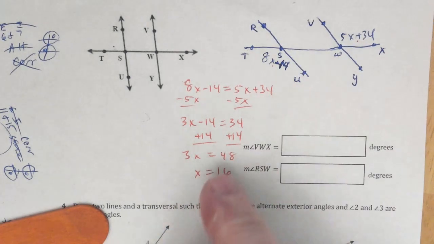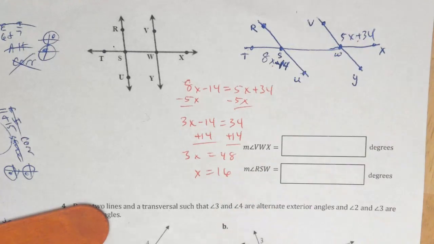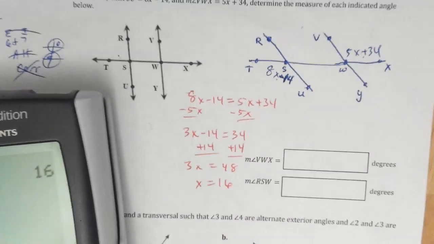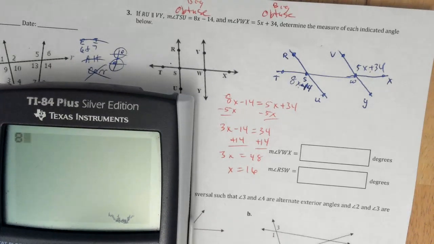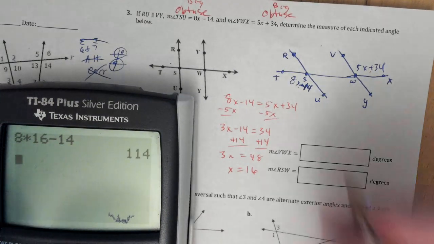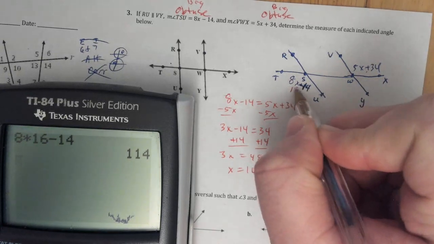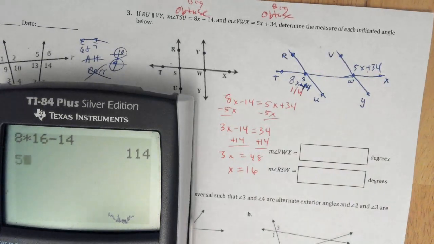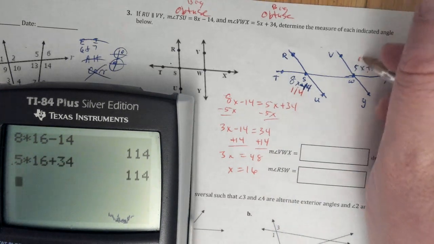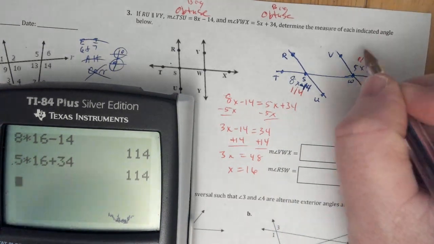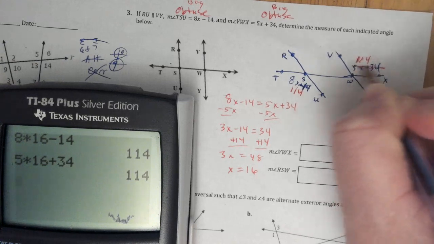And what are you supposed to do as soon as you find x? You always plug it back in. So let's plug it back in here. If we plug it back in, we get 8 times 16 minus that 14. We get that this angle right here is 114. 5 times 16 plus 34, that is also 114. Awesome. So we got 114 here and here.